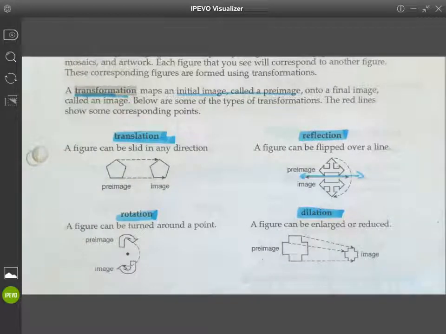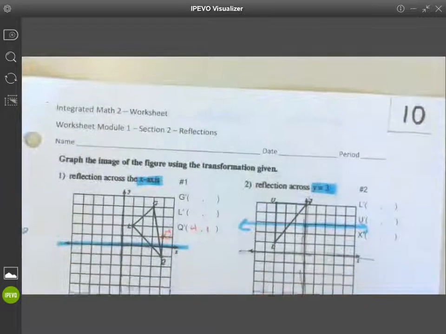Now, what time is 1:58? Okay, so here's what we're doing between today and tomorrow. Pay attention to this. Between today and tomorrow, you have worksheet 10 and you have an Edpuzzle. So while you have these highlighters out, let's just look at something real quick.